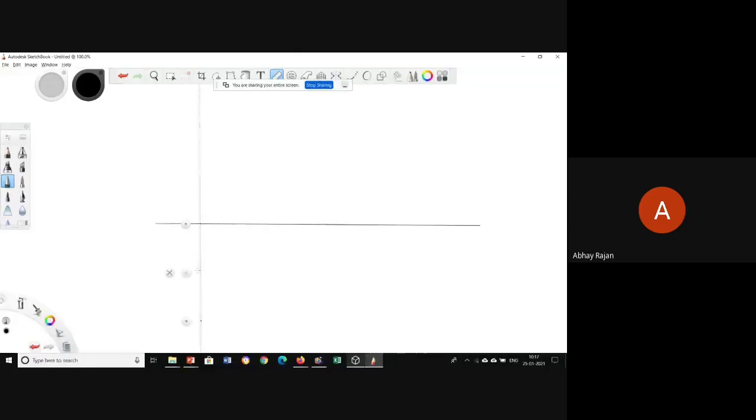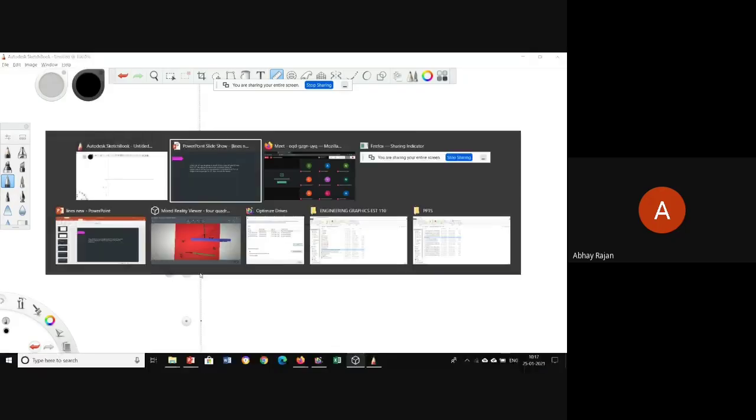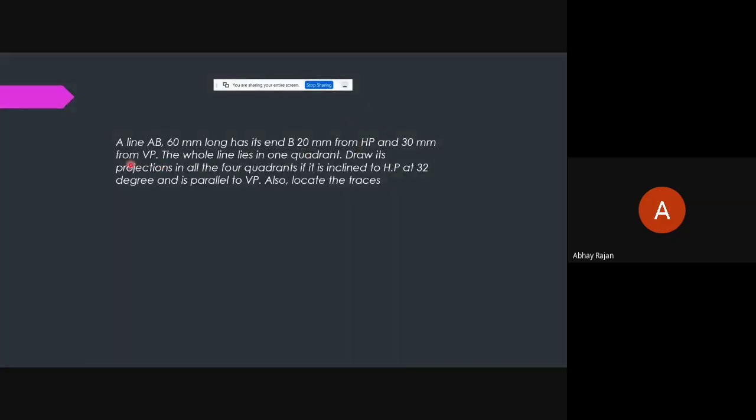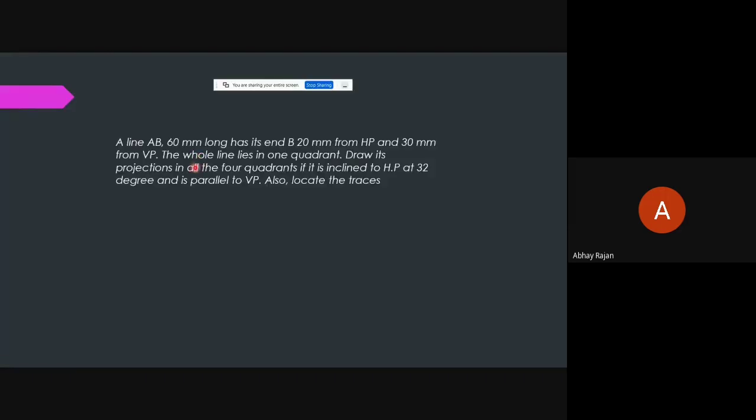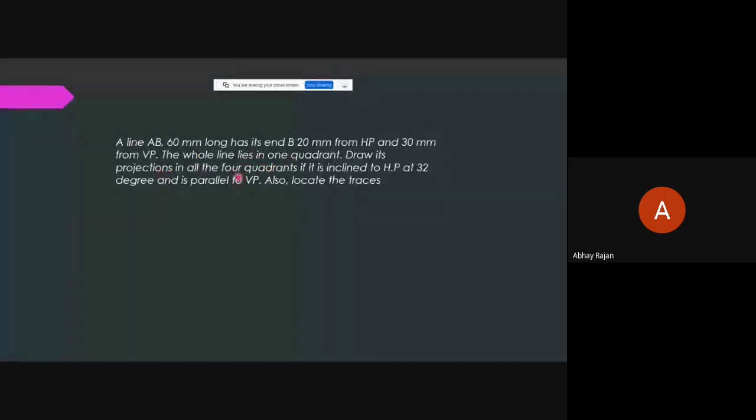So your point will be at a distance of, take this length as 20 mm. Okay, while using a ruler you'll get that length. And then it is mentioned that 30 mm from VP means 30 mm behind VP, and once it is rotated, it will be coming on top of the XY line. The whole line is in one quadrant. Draw its projections.